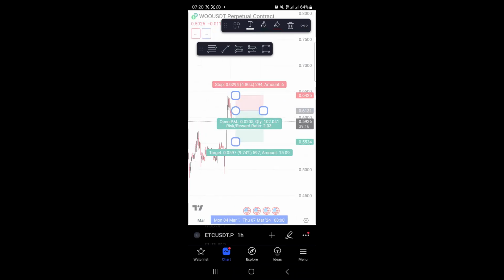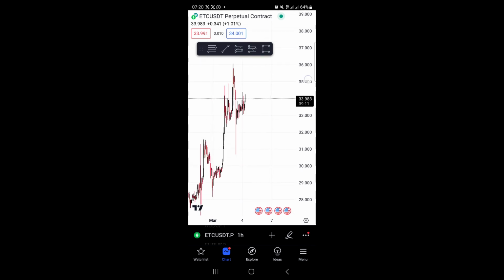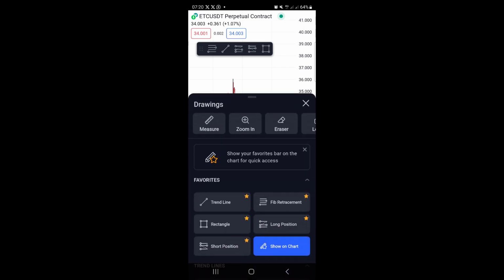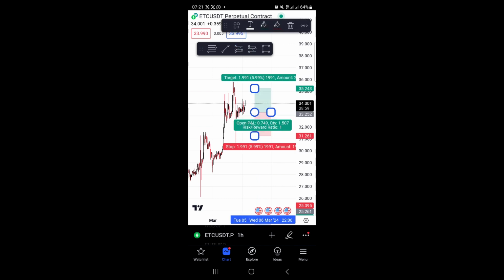So it brings out the chart for you. Like I said, next you want to do is to draw your long position. Since it's a long trade, you're going to draw a long position. You click on that pencil icon and select long position. So put it there, long position.